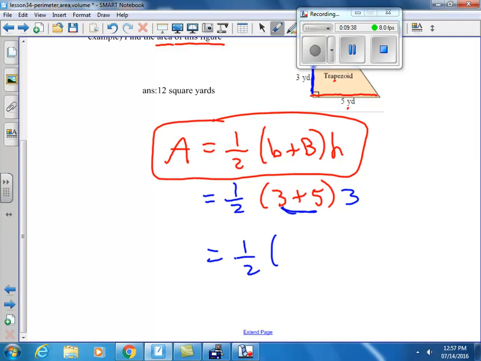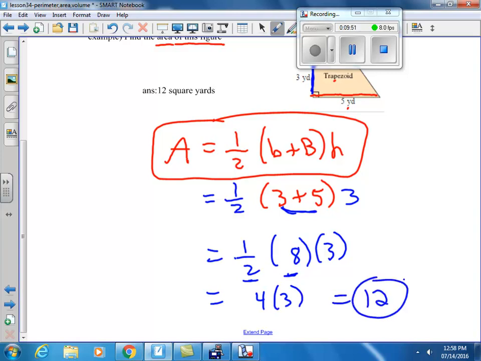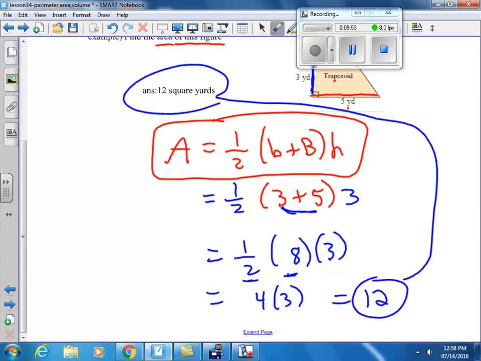3 plus 5 makes 8. Now, if you're just moving left to right, 1/2 times 8, or half of 8, is 4. And 4 times 3 is then 12. But check out the units. You could say 12 yards squared or square yards. You could say it either way.